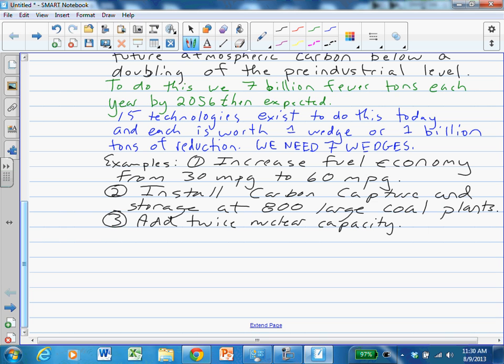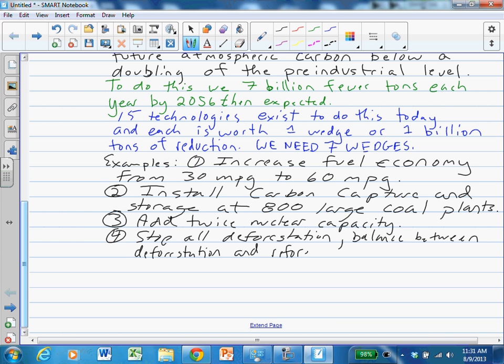And 4, stop all deforestation, which is actually a balance between deforestation and reforestation. Okay.